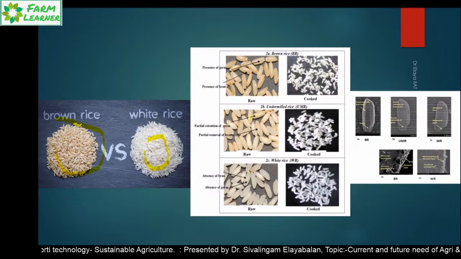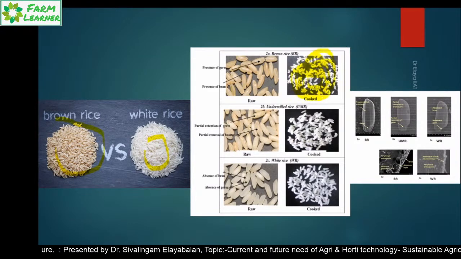rice. If you look at the electron microscope structure comparing raw and cooked rice, unpolished and polished rice, we are losing all kinds of fibers and minerals and vitamins also. We are only consuming too much carbohydrate. So how do we change people's mindset?